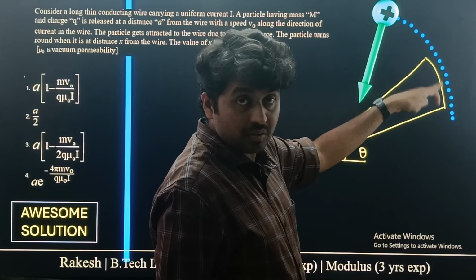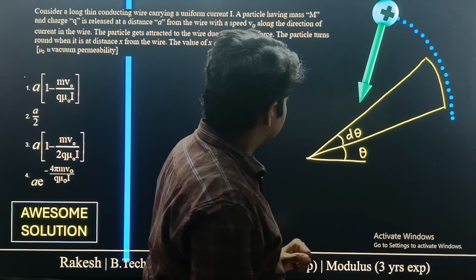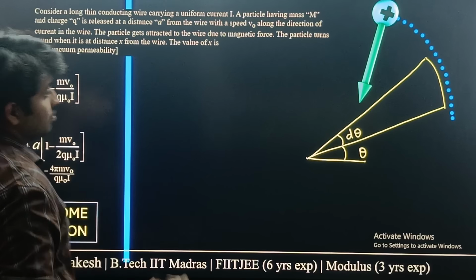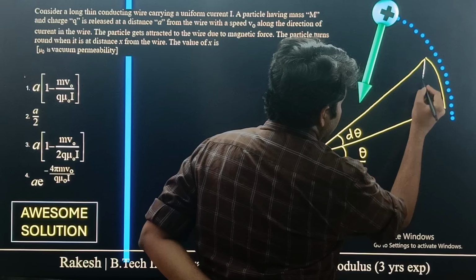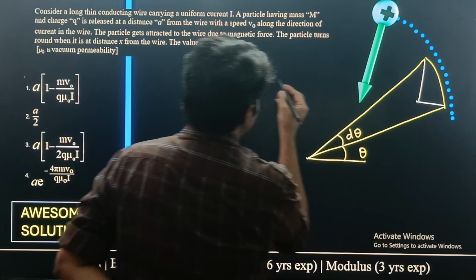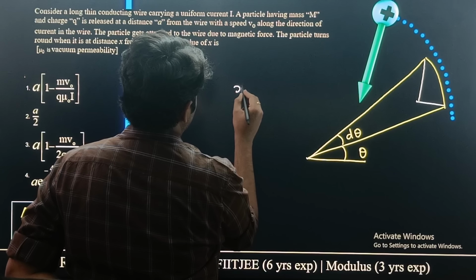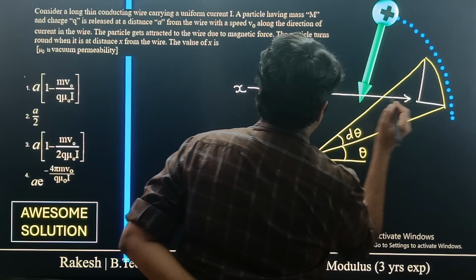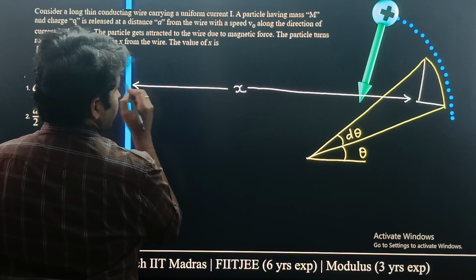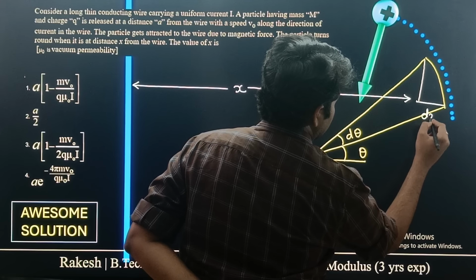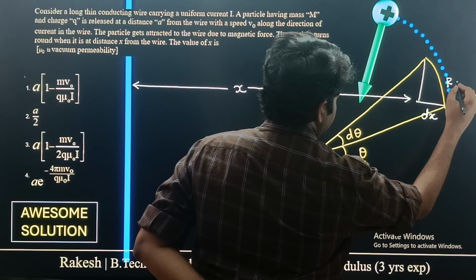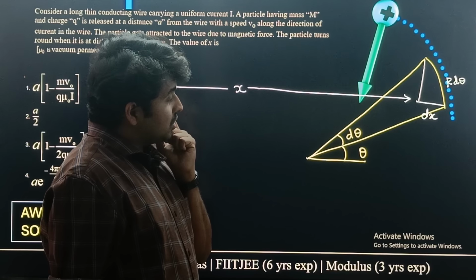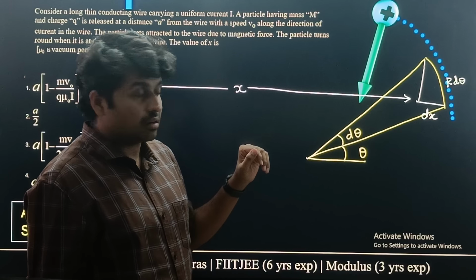Let us say the particle was here. Okay, it has gone here like this, and let us just divide this. At this instant, it is at a distance x from the wire. Just writing this as x. Okay, and this is dx. This is r d theta. I'll tell you what is the method that we are using here.